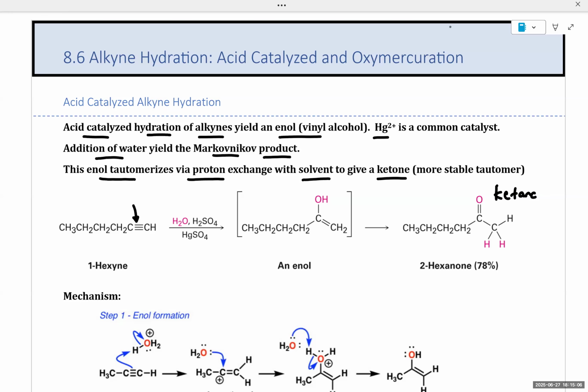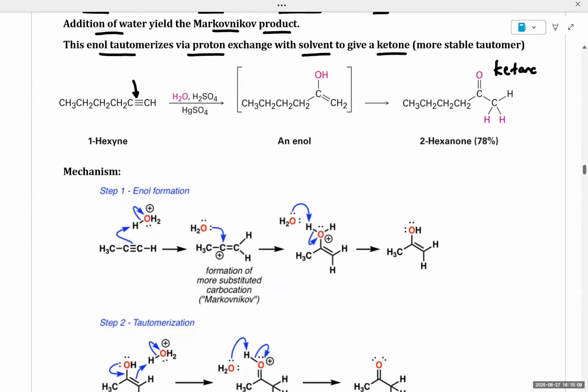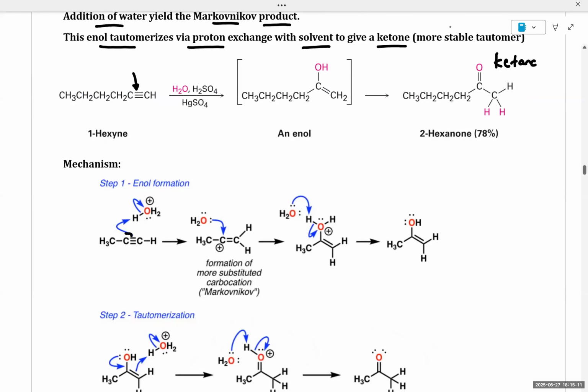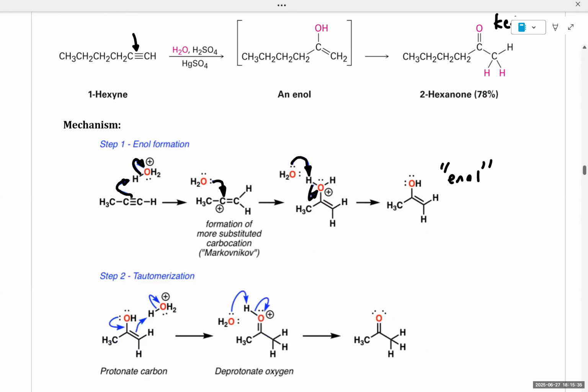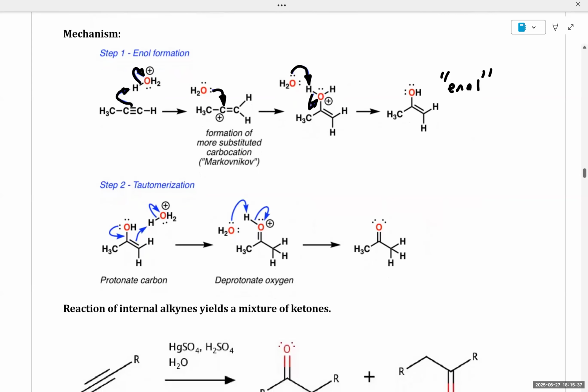Let's talk about the mechanism. So for enol formation, first the alkyne gets protonated. You generate the most stable, most substituted carbocation. That carbocation is then attacked by water. And as a cleanup step, the protonated alcohol is then deprotonated to yield the enol. This enol readily tautomerizes to the more stable ketone.